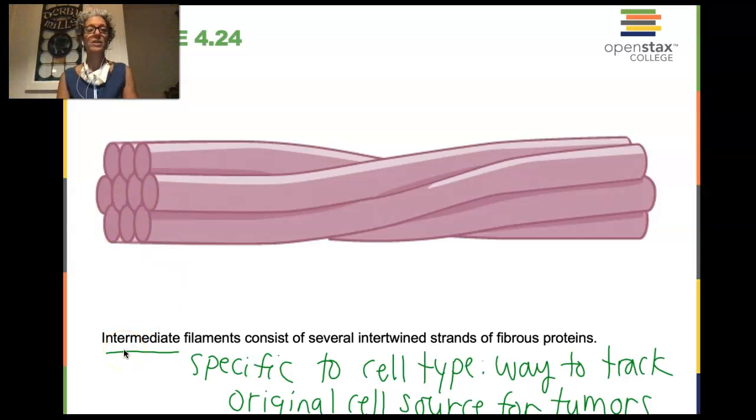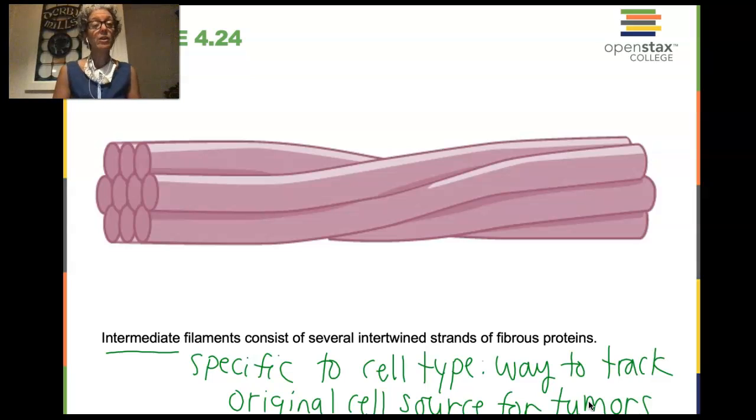Intermediate filaments, because in terms of thickness, they are in between the microfilaments and the microtubules. But there are several intertwined strands, and it just says fibrous proteins because they are specific to the cell type where they're found. So the intermediate filaments in our skin cells are different than the intermediate filaments in our lung cells or our liver cells or our stomach cells.